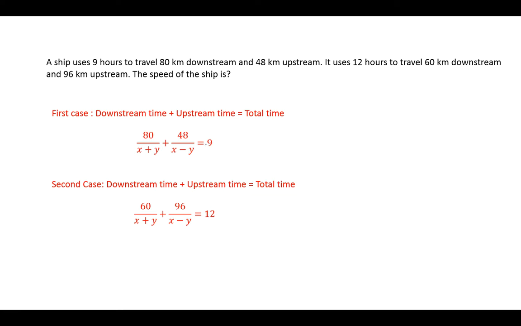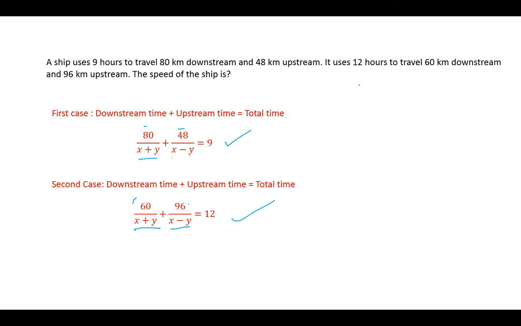So the first scenario, we had 80 kilometers being traveled downstream, so that has to be divided by the downstream speed, and 48 kilometers upstream, so that is divided by x minus y. Now this is coming out to be around 9. In the second scenario, we have 60 kilometers being traveled downstream and 96 kilometers being traveled upstream, and the total time comes around to be 12.